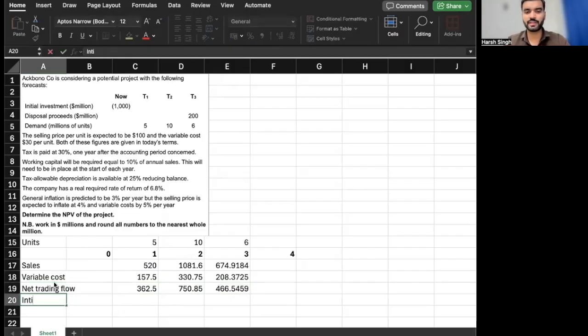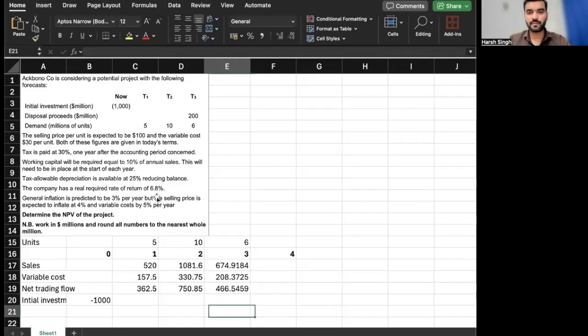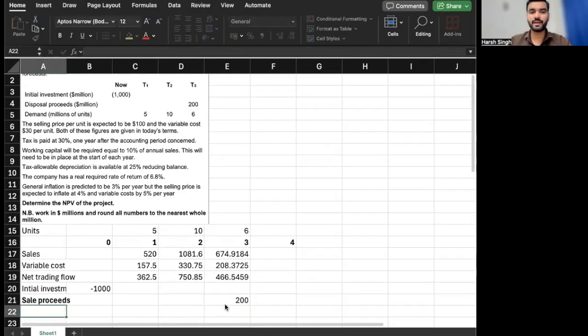Now can I put the initial investment, which is given as negative 1000, and my sale proceeds are given as, okay, now one thing everyone, let's put sale proceeds as well, 200. Now we need to notice one thing, that is your tax allowable depreciation, TAD. For that I'll do a working, I'll put down working 1.